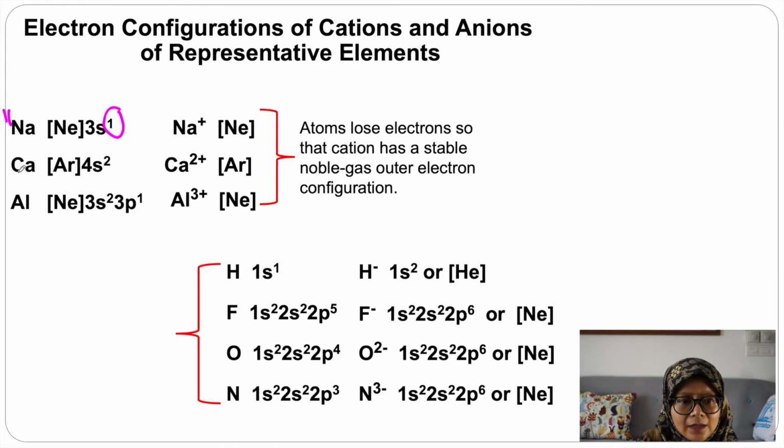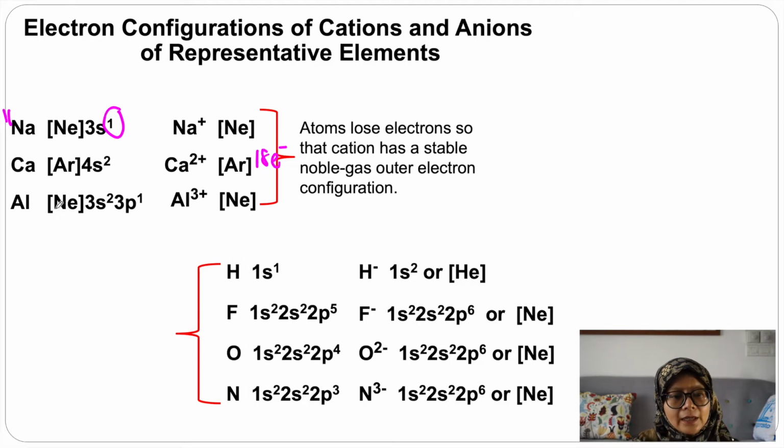Another example, we have calcium. The electron configuration is Ar 4s2. This calcium has a tendency to remove 2 electrons from itself, so it will become calcium 2 plus, and the electron configuration will become Ar. Ar equals 18 electrons.